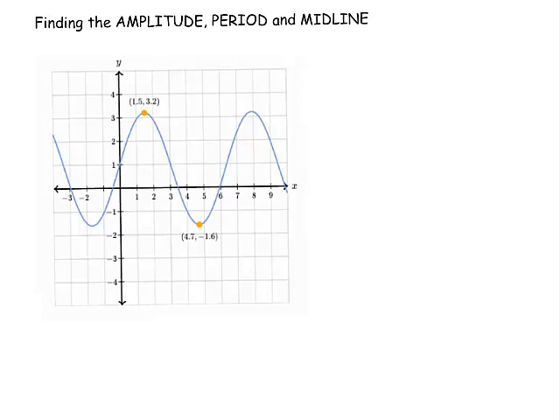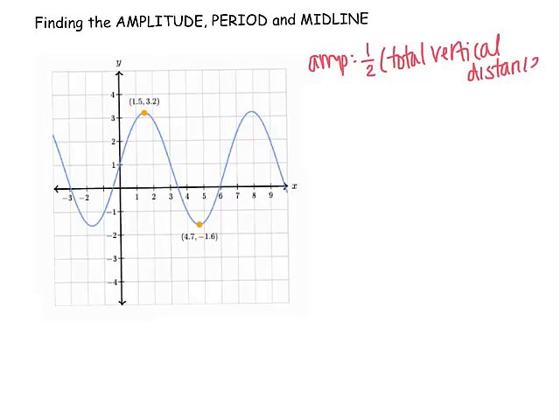Now, which of those three things, the amplitude, the period, or the midline, uses the max and the min? You're correct, the amplitude uses the max and the min. Because if you can recall from the last video, the amplitude is 1/2 of the total vertical distance. That's also the same as 1/2 of the max minus the min. What we're looking for is this whole vertical distance from the tippity top all the way to the bottom, and we're going to end up cutting that in half.